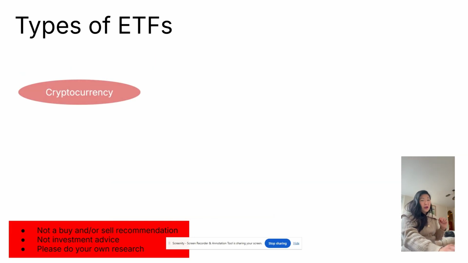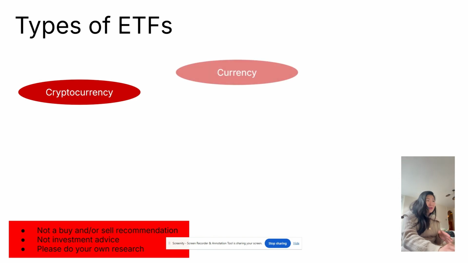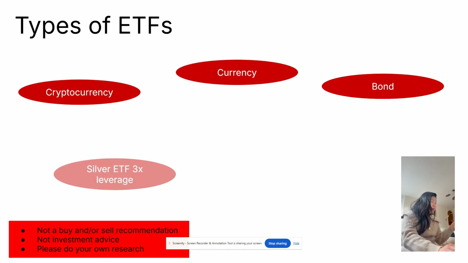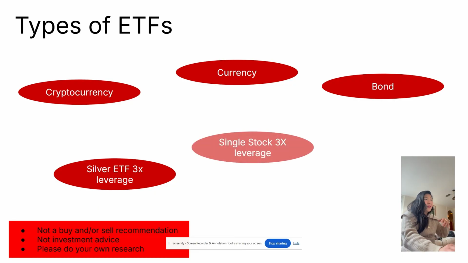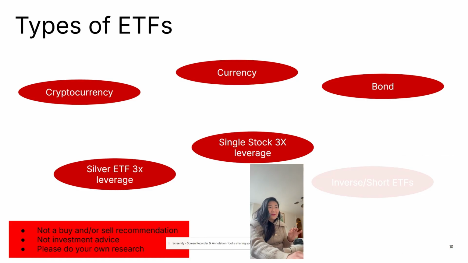And then there are a lot of weird ETFs out there. Cryptocurrency, currency ETF, bond ETF, silver. This is what I mentioned just now. Single stock 3X: one of the nuclear power companies that I was looking at has a single stock 3X ETF. I thought, well, good for a bit of gambling, but yeah, scary stuff. Not recommended for long-term investing.